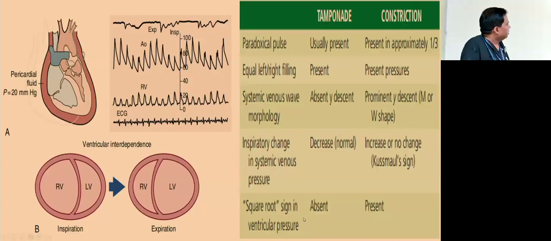Then there is another sign called the square root sign, which will be present in constrictive pericarditis. That square root sign, which we see in hemodynamics in the cath lab, is actually similar to the rapid Y descent that we see clinically in the JVP.